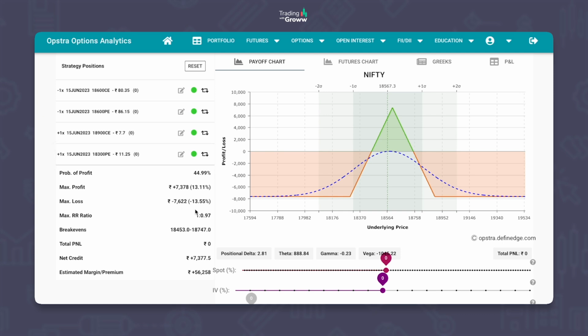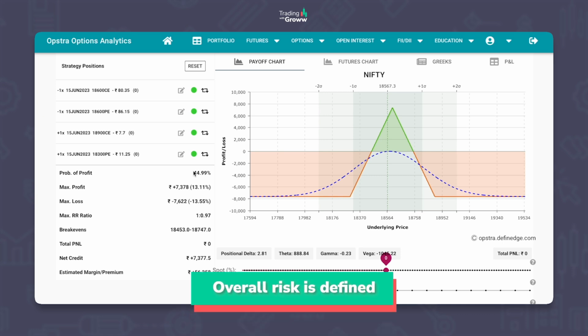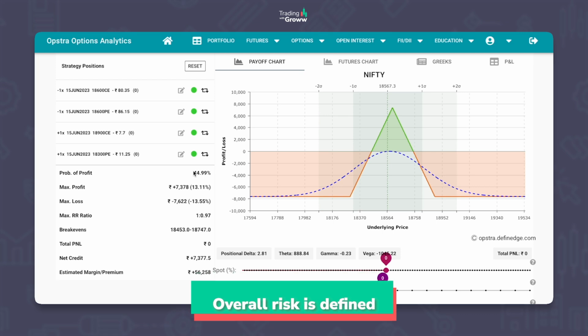Earlier my maximum loss was undefined. If the market keeps moving in one direction, on the downside or the upside, I might end up with a very big loss. But here my maximum loss is capped at 7,600, and my maximum profit is also capped at almost the same, say 7,400. So with an almost 1:1 risk reward ratio, with a 45% overall probability, you are locking your overall loss. Your risk is defined. You're removing the uncertainty here.